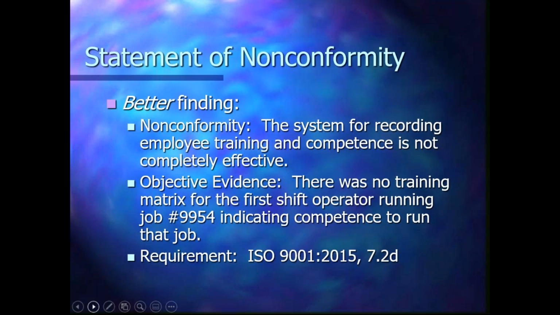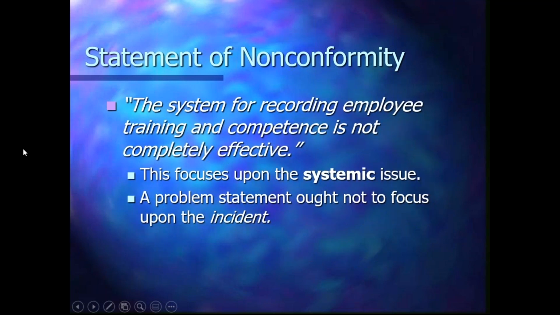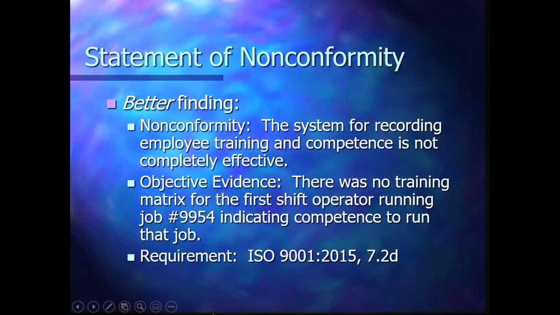A better way to do this: The system for recording employee training and competence is not completely effective. Hey, there's that word, system, right in our statement of nonconformity. That's what you want to strive to do. Supported by the objective evidence. And here's where we get into the symptoms of the problem. There was no training matrix for the first shift operator running job 9954, indicating competence to run that job. And then a citation of the applicable requirement, in this case 9001:2015, 7.2b. And notice that we're taking that requirement as far out as possible to help the problem solver identify the shall that isn't being met. We aren't saying section 7 or section 7.2, but very precisely 7.2b.